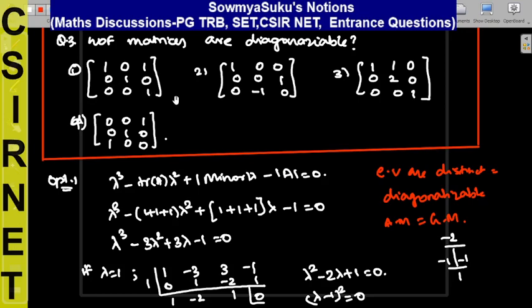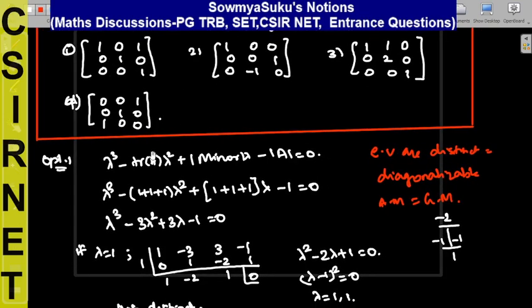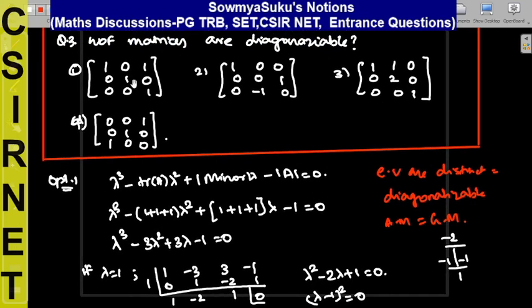So here 1, 1, 1. Okay, the first one. So lambda cube minus trace of A into lambda square plus minor into lambda. So the minor you can easily find by using this. So first 1 into 1, so that is 1 here. Then you can check this 1 into 1, that is 1. Then you can check these values. So it is easy to find them.